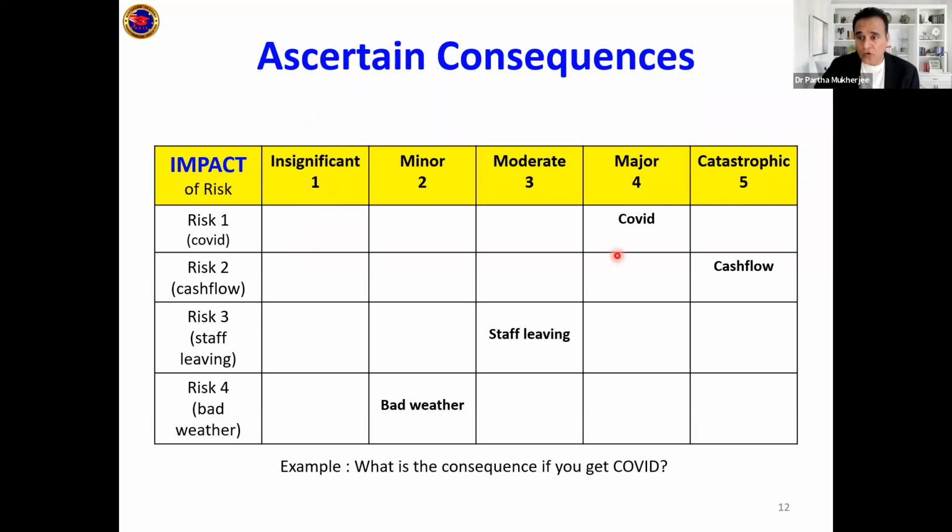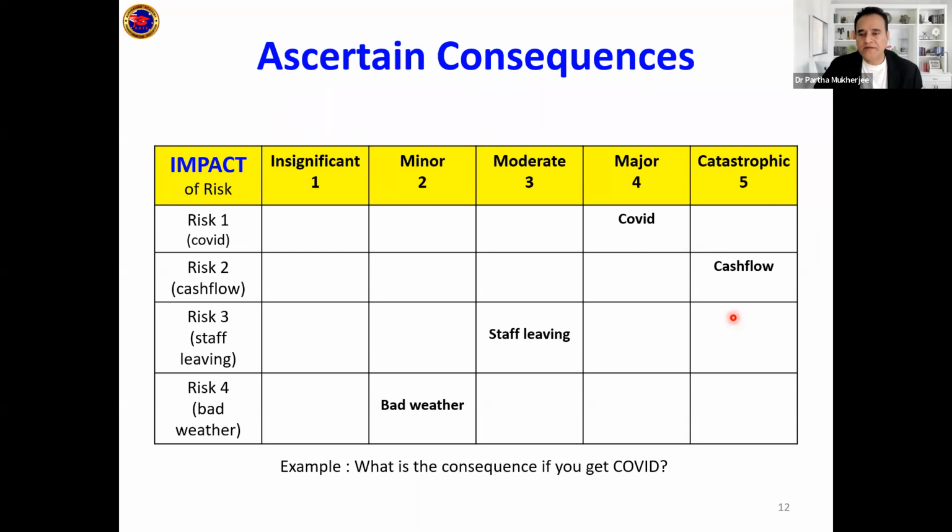Whereas in the case of COVID, I will categorize that either as major or as catastrophic, because if 1 or 2 people get COVID in my project, it's a major disruption for me because they are experts. So I'll categorize them as major. Similarly, cash flow, it may not happen, but if it happens, it's a catastrophic effect, because without the cash, how do I pay the salaries? How do I buy the equipment? My project will stop, and therefore I will categorize the impact of cash flow as catastrophic or extreme in my project.